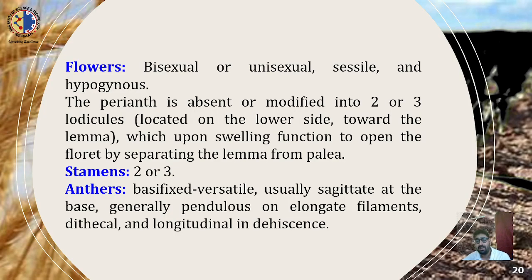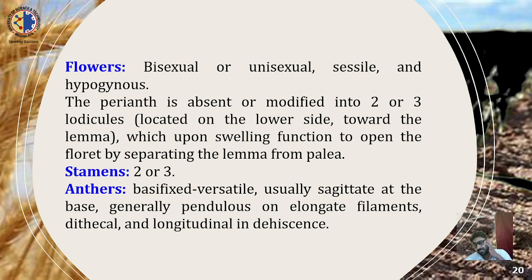Now, what is the flower of the Poaceae family? In the Poaceae family, you will find mostly they are bisexual, sessile and hypogynous. The flower is hypogynous, and its perianth is modified into two lodicules. Lodicules, as you saw in the picture before, are the small swellings at the base of the lemma and palea. And stamens are mostly three in number, or a multiple of three. That means six or three in number.